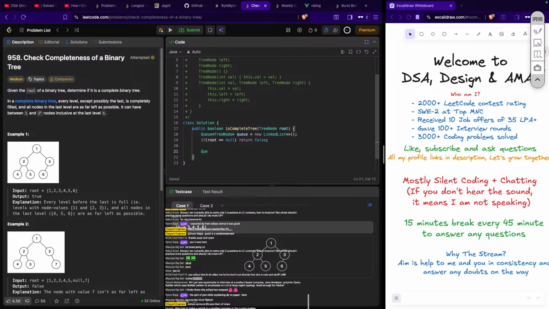So where were we? So q dot add root. Boolean, if null, equal to false.